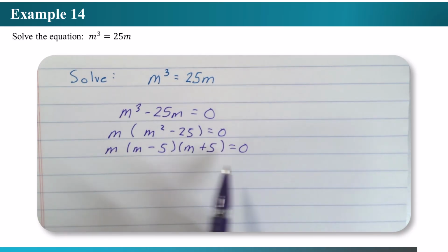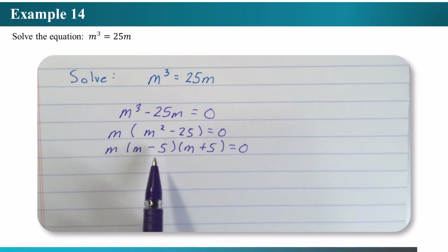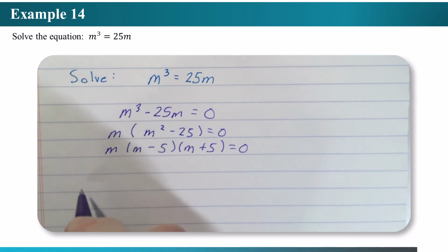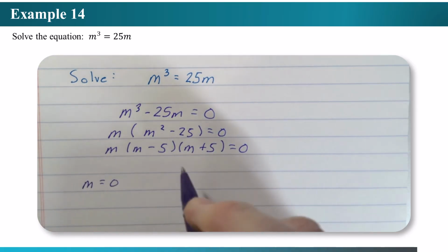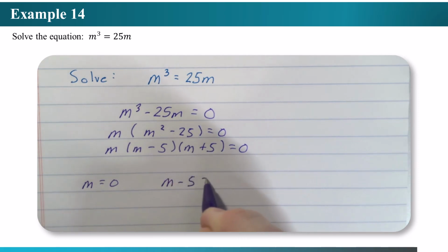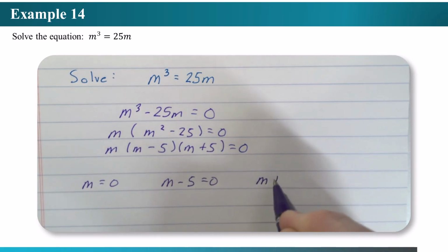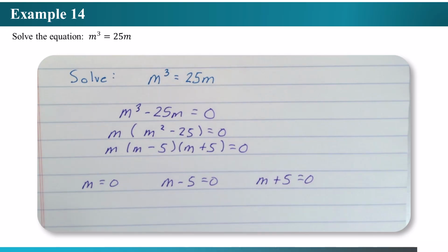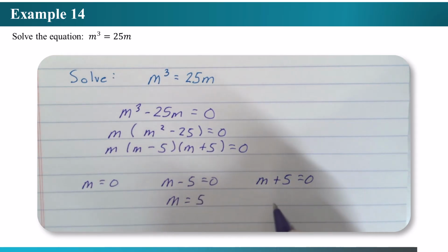And to get all of our possible solutions, we're going to set each factor equal to 0. So I set m equal to 0, m minus 5 equal to 0, and m plus 5 equal to 0. And I think I can see here that I get the solution m equals 0, m equals 5, and m equals negative 5.